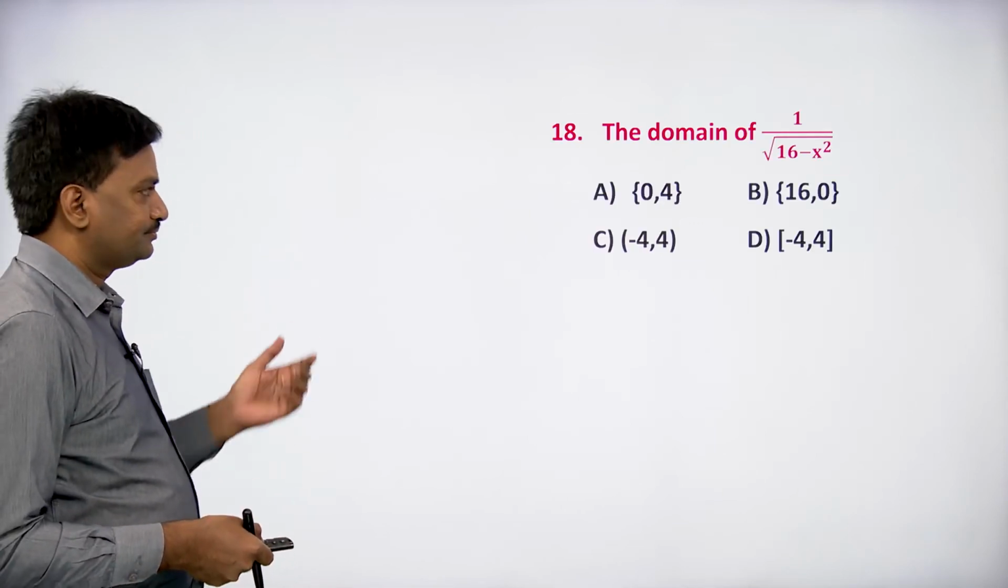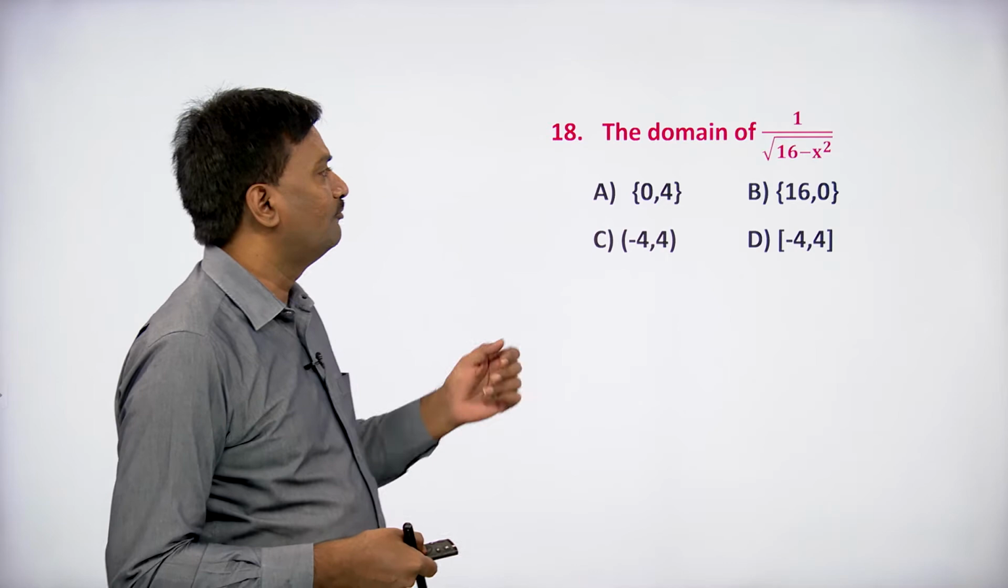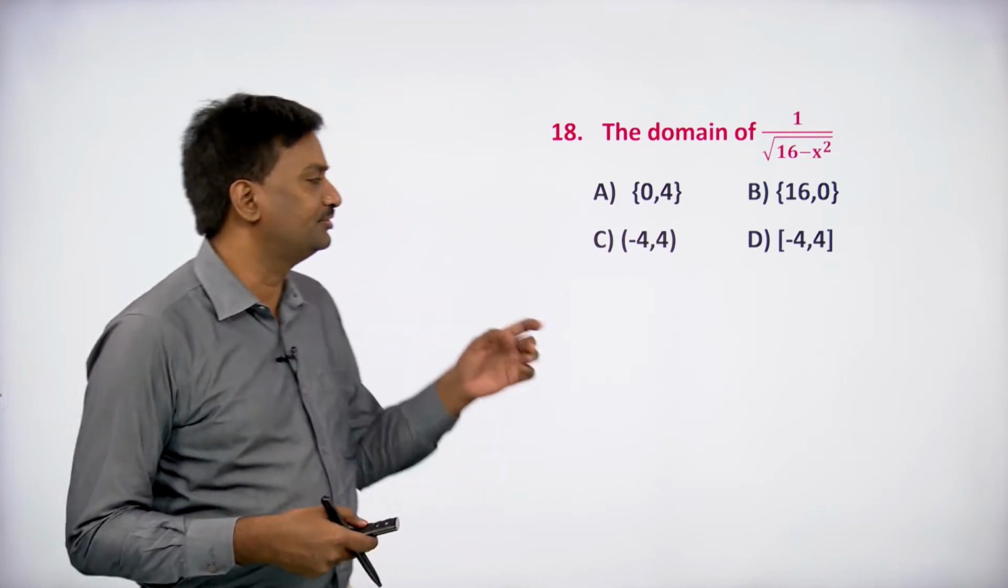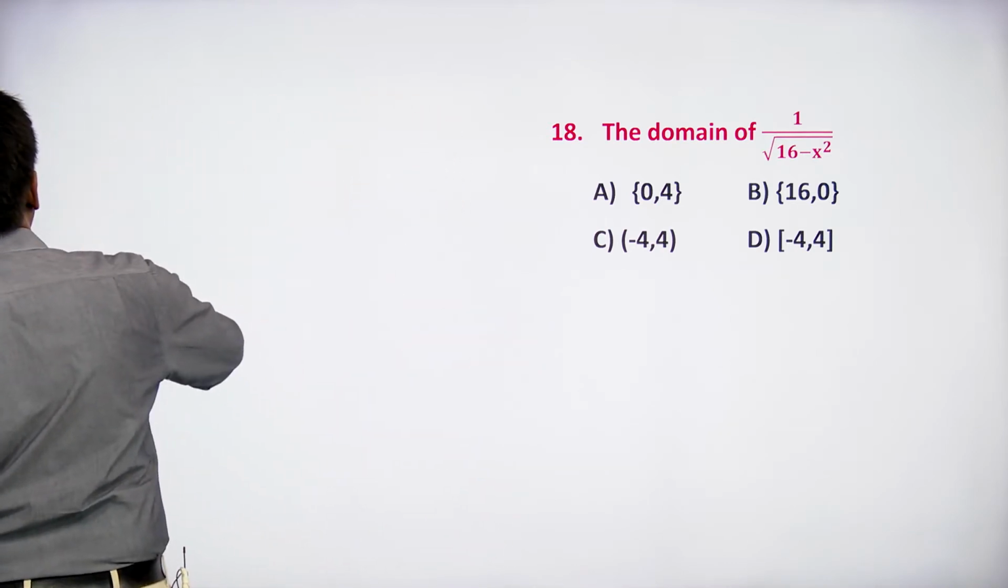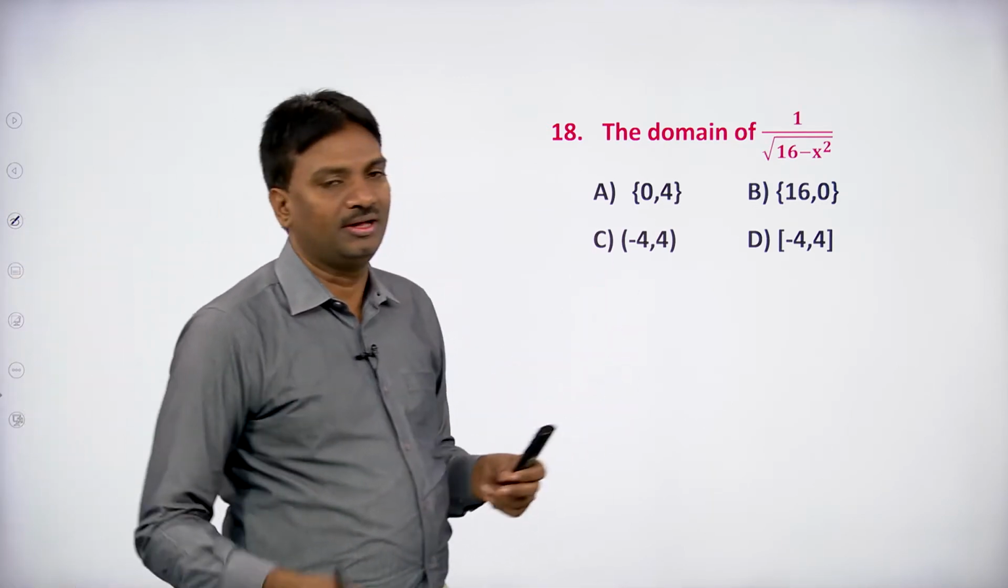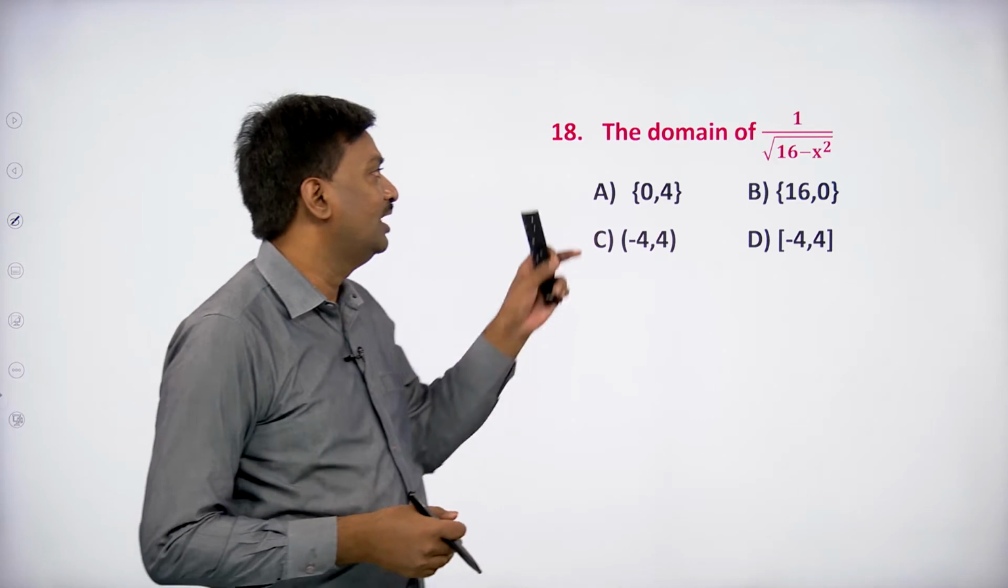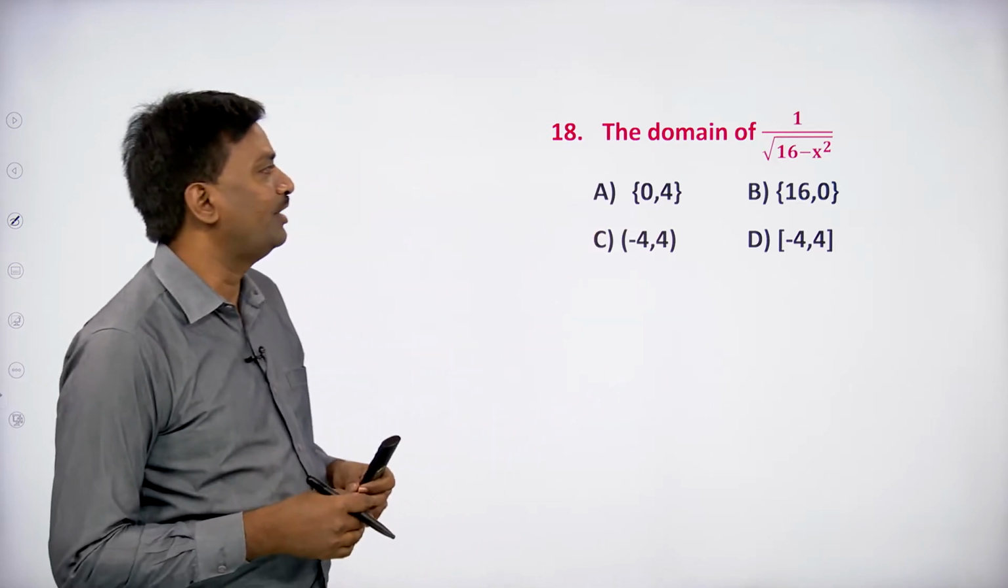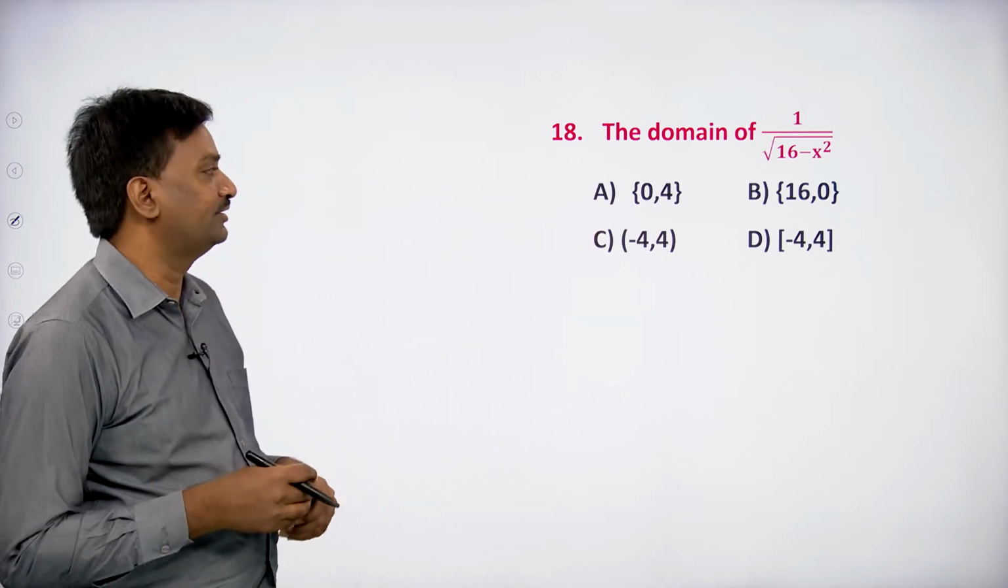So here, the domain of 1 by square root of 16 minus x square. We already did some problems, 17 problems in the last class. So this is the 18th problem: the domain of 1 by square root of 16 minus x square.